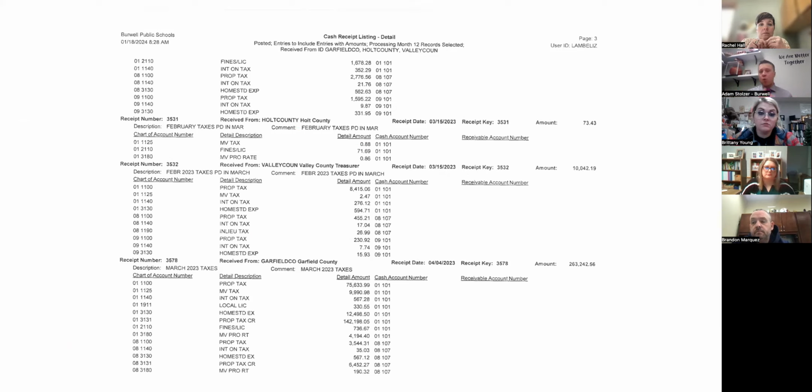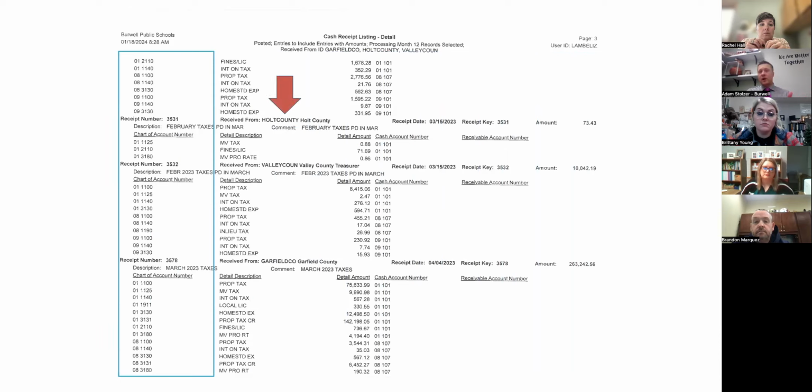This is just 1 page of a yearly report that shows, again, the fund and the function, and then what county they come from. So this has Holt, Valley, and Garfield all on one. Two of them are from March, and one of them is from April. But we have one of these that has every single month on it for a whole calendar year, so that you can see it. And the last pages are what you totally bring in. So revenues is the big way of us bringing in money.